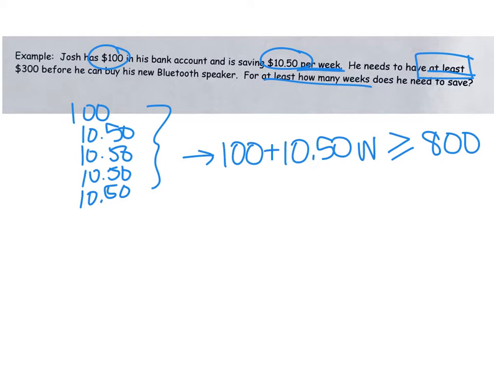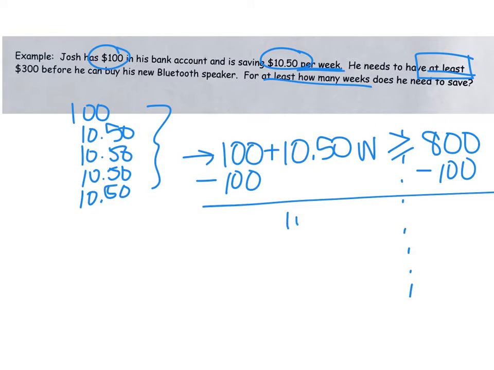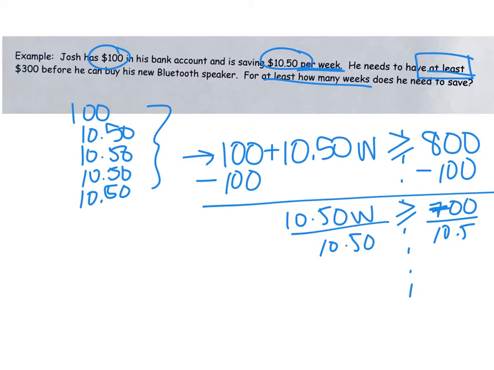Now I'm going to solve this inequality. I'm going to subtract 100 from both sides. Oh, I forgot to draw my line. I have $10.50 per week. I'm not multiplying or dividing by a negative, so I don't need to worry about that. Here's my 700. I divide both sides by 10.50. Okay, we have that W is greater than or equal to 84.6 repeated, or 84 2/3 of a week.